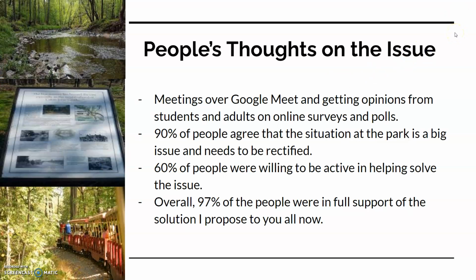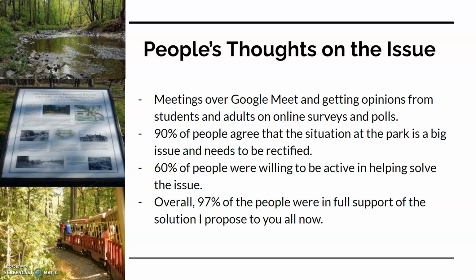What people think about the issue. So based on Google Meets and getting opinions from students and adults on online surveys and polls, there was some data brought in to see how people thought about the issue and what solution I'm going to propose to you all. So 90% of people agree that the situation at the park is a big issue and needs to be rectified. 60% of the people polled were willing to be active in helping solve the issue. And then overall, 97% of the people were in full support of the solution I propose to you all now.